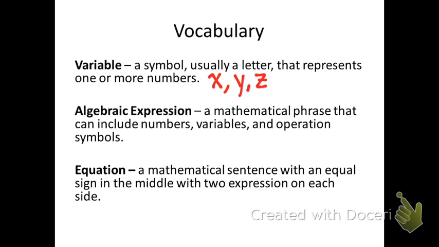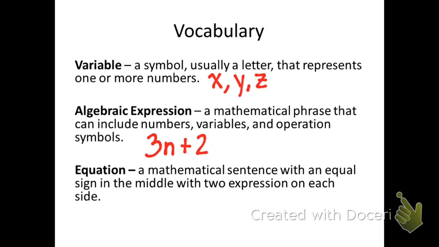Algebraic expressions are mathematical phrases that can include numbers, variables, and operation symbols. For example, 3n plus 2 is an algebraic expression. There's no equal sign on the end. There's no other expression that's next to it. So this is an algebraic expression, and it's algebraic because it has a letter in there.